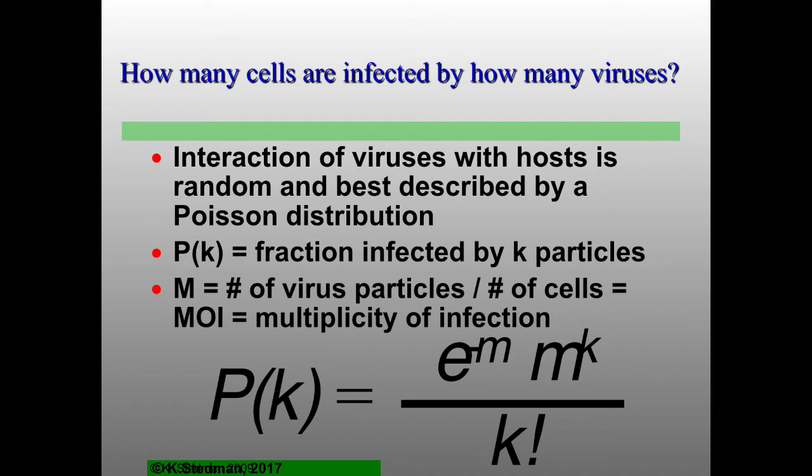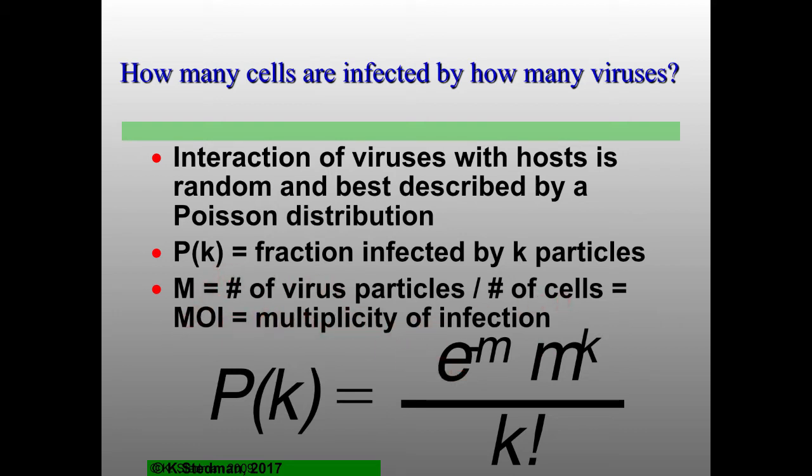The Poisson distribution gives the proportion of cells that are associating with and, assuming absorption and everything working out properly, becoming infected with a particular number of particles. So say the proportion infected with k virus particles is e, the mathematical constant, to the minus m, times m to the k, where k is the number of particles, divided by k factorial. This is just the description of how many virions you have per cell. The important thing here is the m. Actually, I probably should have made this a lowercase m.